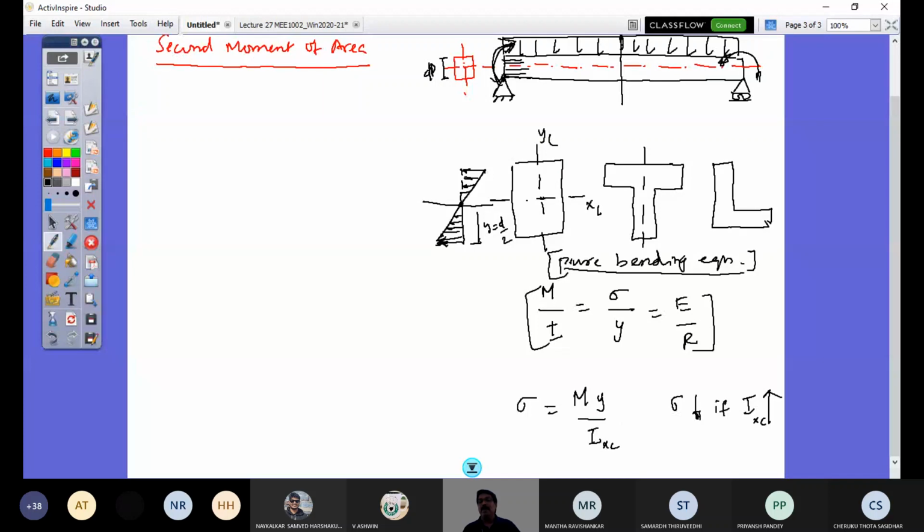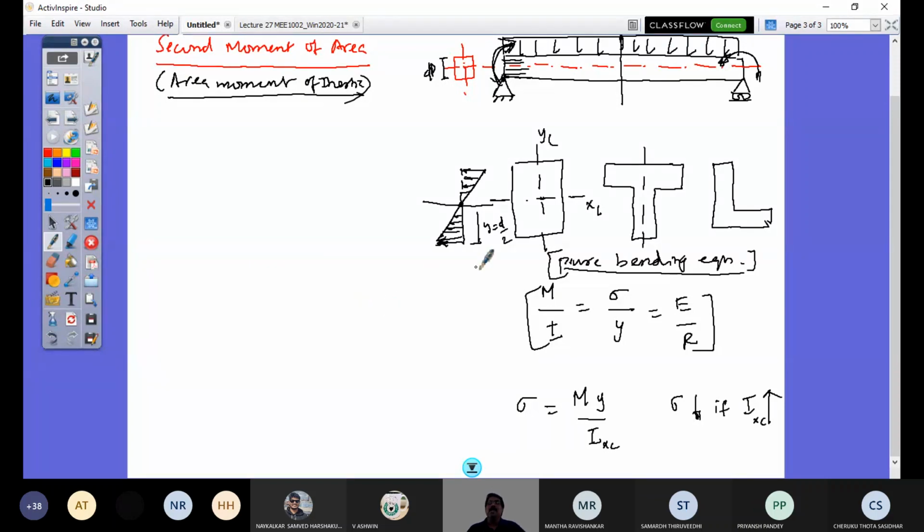More second moment of area, otherwise it is called area moment of inertia. So second moment of area, otherwise it's called area moment of inertia, right? So this is what you should find out. So now the task is how do you find this second moment of area of the composite area section given.